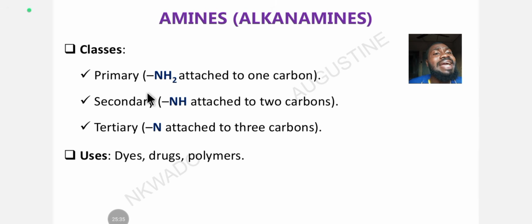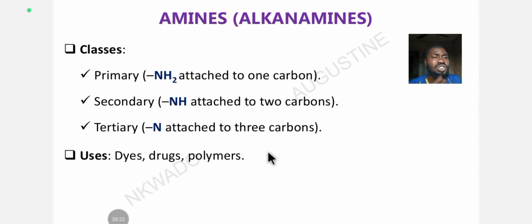The primary amine attaches to one carbon with what? One nitrogen atom and 2 hydrogen atoms. Okay, attaches to 1 carbon atom. That's for the primary amine. Then the secondary amine is just NH: 1 nitrogen atom and 1 hydrogen atom, both attached to 2 carbon atoms. All right. Then for the tertiary amine, you have just 1 nitrogen atom attaching to 3 carbon atoms.